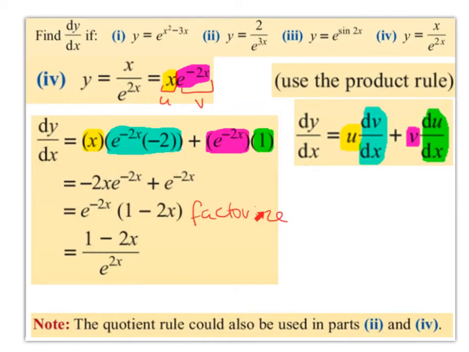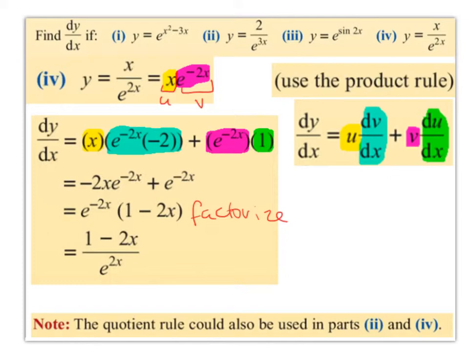Next we can factorize. So we can see that e to the power of minus 2x is the highest common factor. So that divides into minus 2x e to the power minus 2x, leaving us with minus 2x. So we see that the e to the power minus 2x just cancels out. So we're left with minus 2x. And then e to the power of minus 2x into e to the power of minus 2x leaves us with 1.